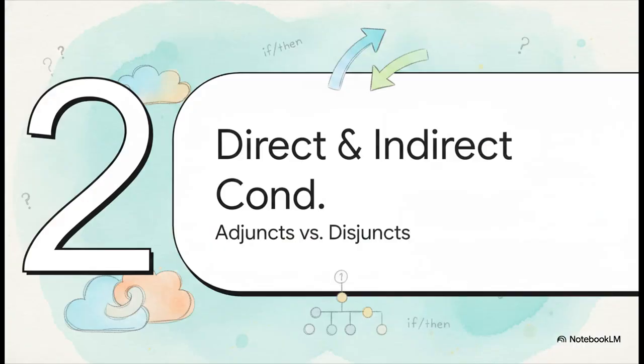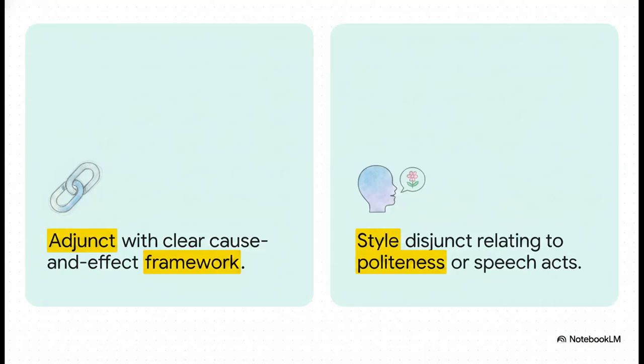Section 2. Direct and indirect conditions. Adjuncts versus style disjuncts. Modern linguistics heavily relies on binary categorizations, and this brilliantly illustrates the divide between what we say and how we say it. With the direct condition, the if clause functions as an adjunct. It's establishing a direct predictive relationship. Take the sentence, if you put the baby down, she'll scream. There is a crystal clear cause and effect framework right there.